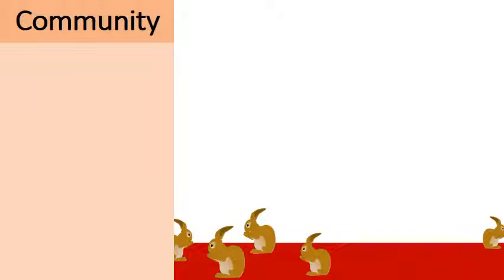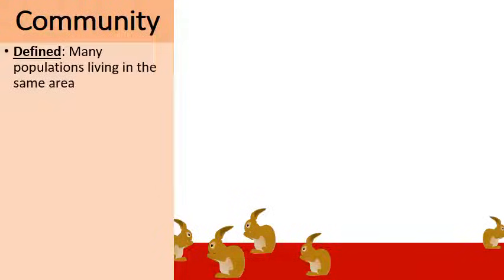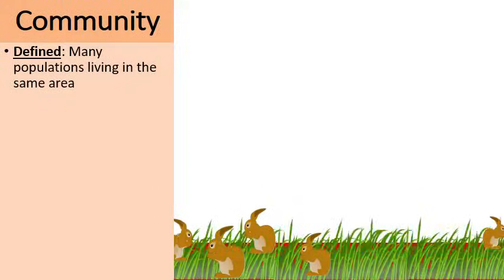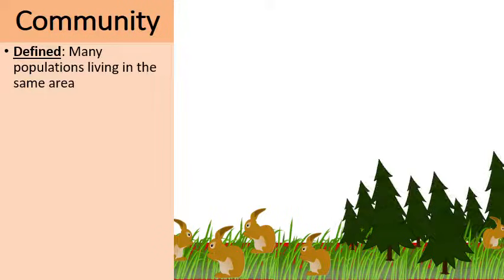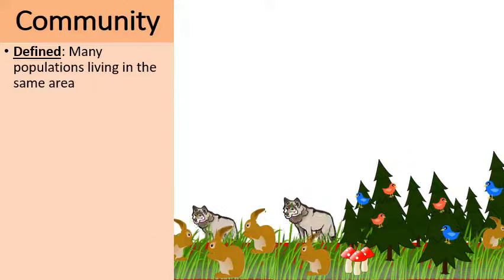Well, let's flip the page here and talk about what are called communities. A community is many populations living in the same area. Here we have our rabbits, and let's also include plant life, grasses and trees, and maybe even some fungus, mushrooms growing here. And some birds have maybe migrated into this area, and lurking in the background are wolves that keep the rabbit population under control. This would be an example of a community.